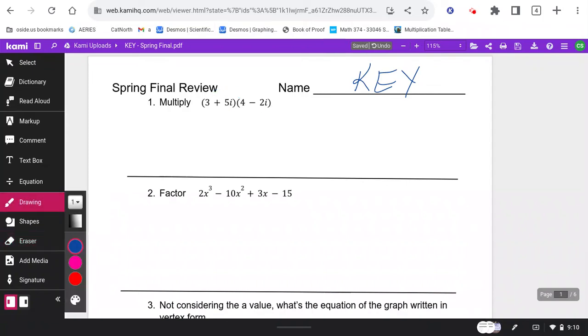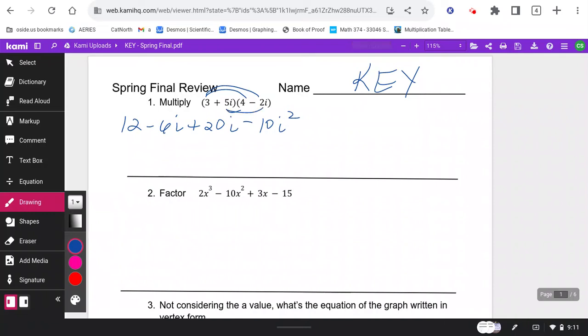You had two methods for multiplying. One was called FOIL, first, outer, inner, last, and one was called the box method. You can choose either one. I'm going to do FOIL. 4 times 3 is 12. 3 times negative 2i is negative 6i, 5i times 4i is 20i, and then negative 10i squared. So essentially we treat the letter i, the imaginary number, like a variable to start.